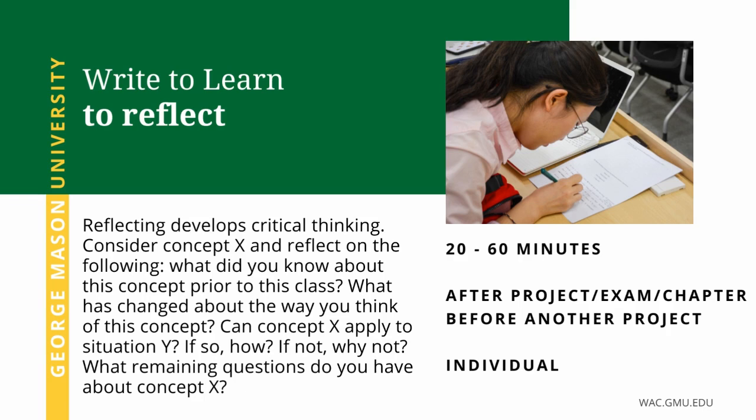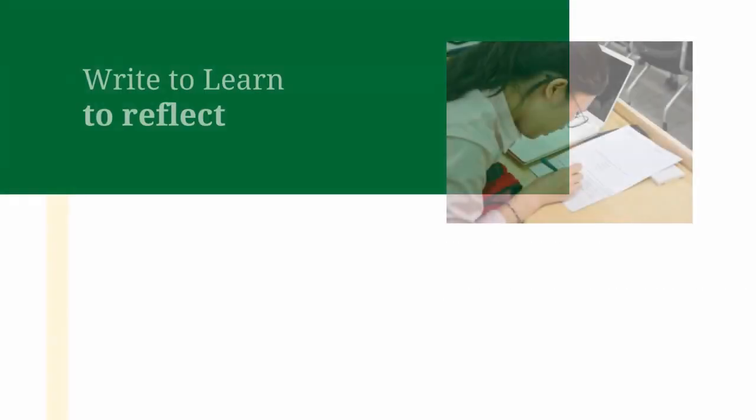What did you know about this concept prior to this class? What has changed about the way you think of this concept? Can concept X apply to situation Y? If so, how? If not, why not? What remaining questions do you have about concept X? Don't forget that reflecting takes time, especially if a prompt asks students to consider multiple ideas. So plan 20 to 60 minutes for this type of writing, or make it a homework task.